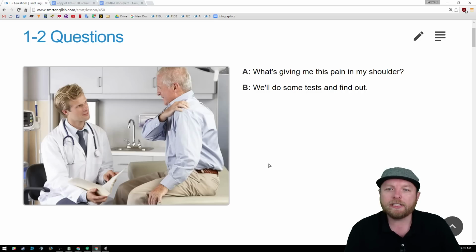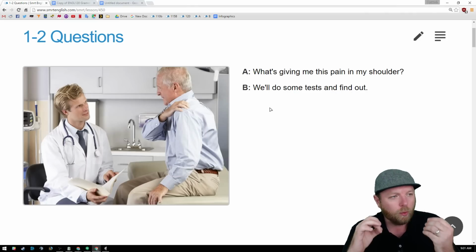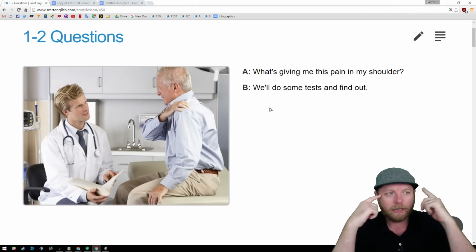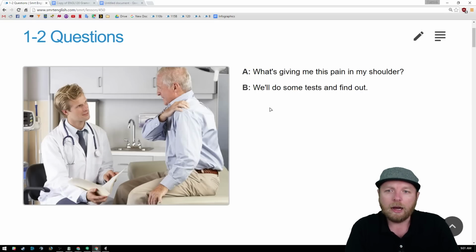What's giving me this pain in my shoulder? What's giving me this pain? What is giving me this pain in my shoulder? And the doctor says, we will do some tests and find out. We use will when we decide now, okay? So the doctor decides now, we will do some tests and find out. But we're going to talk about the question, what's giving me this pain in my shoulder?